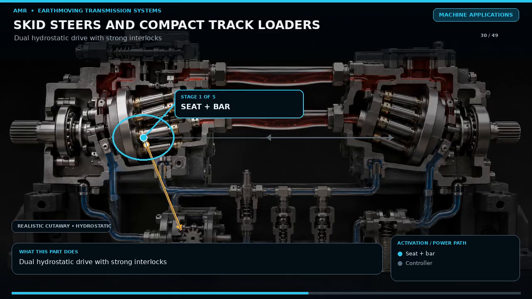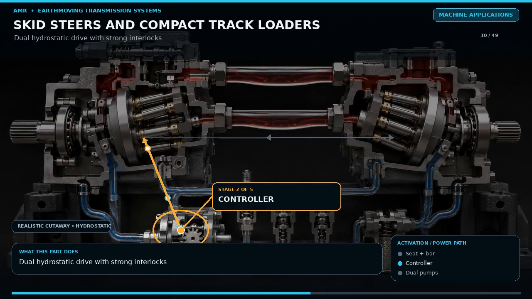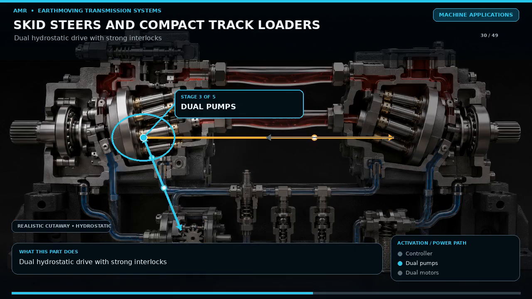Skid steers and compact track loaders usually use dual hydrostatic drive. The engine drives one or more pumps, and separate hydraulic motors power the left and right chain cases or final drives. Steering is created by speed difference between the sides. These machines also use strong safety interlocks. The seat switch, restraint bar, parking brake, hydraulic lockout, door switch on some cabs, and controller status can prevent drive.